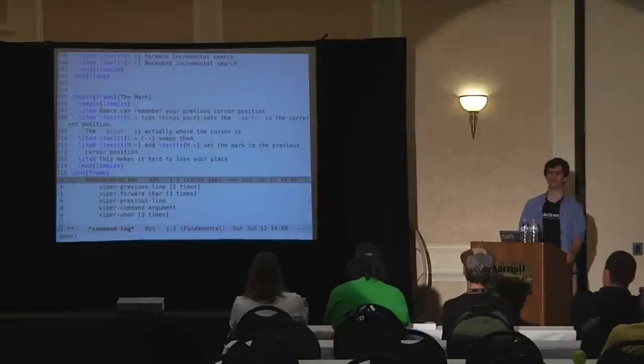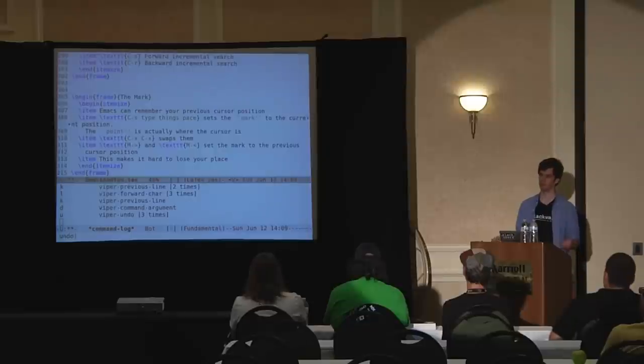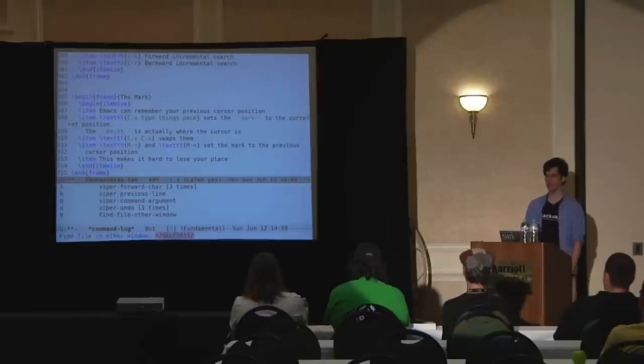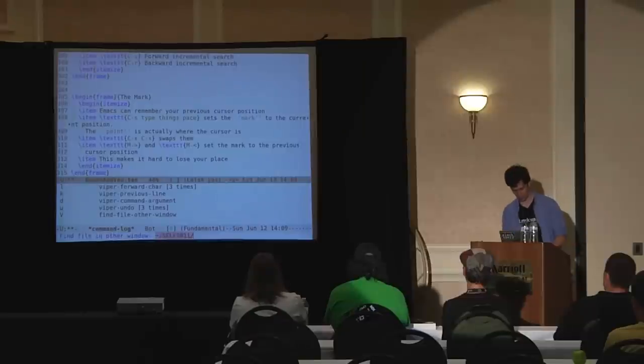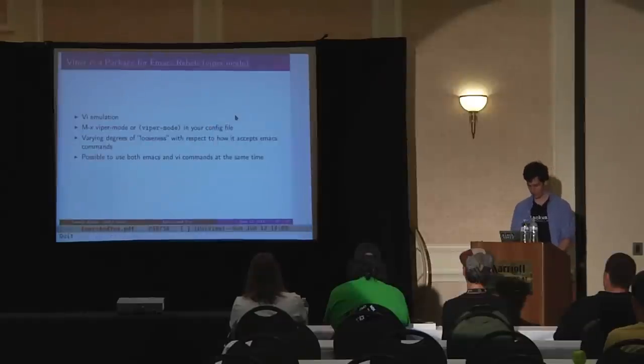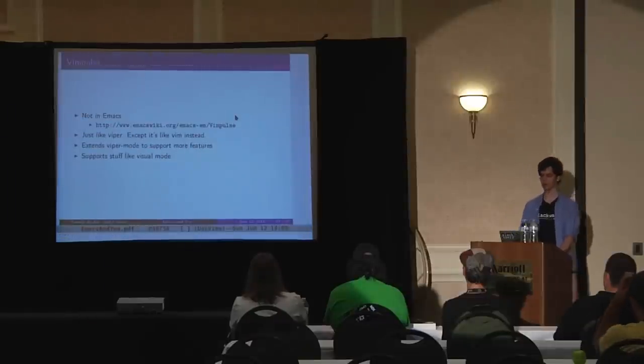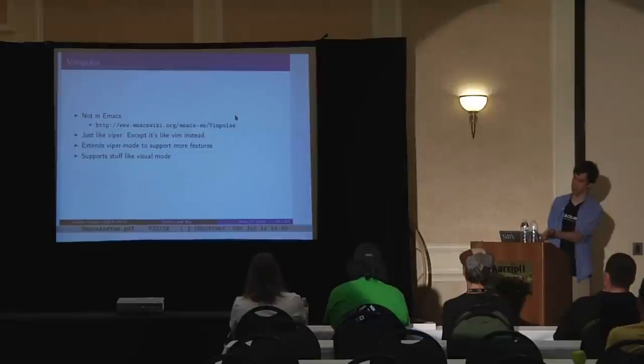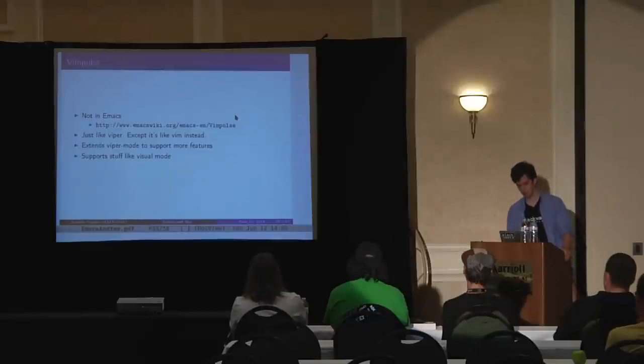And one thing that people often really like from Vim, which is what most VI users use, is visual mode. Old VI doesn't have that. Vim does. So to mitigate that, there is a library called Vimpulse. It's not in Emacs. You have to pull it down from the Emacs wiki. It's pretty much just Viper mode with more stuff added on top of it.